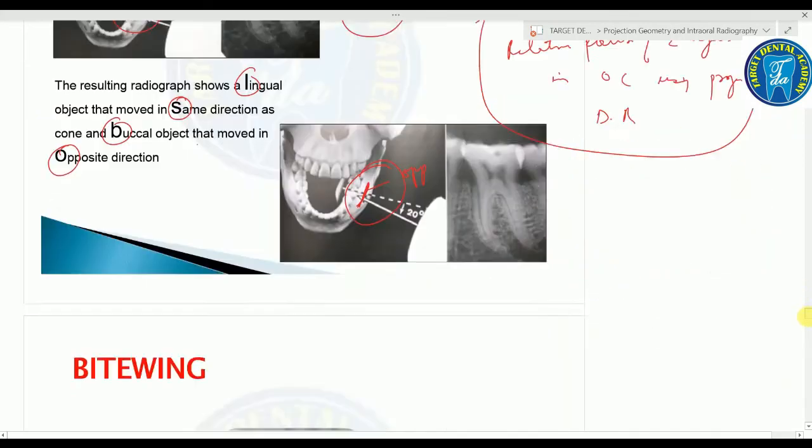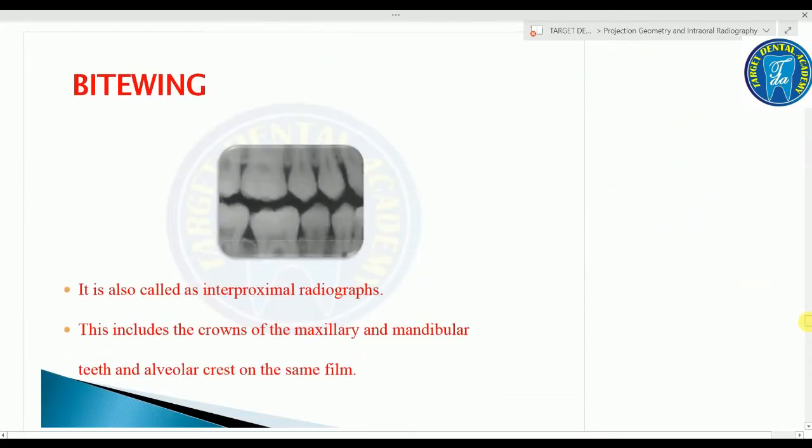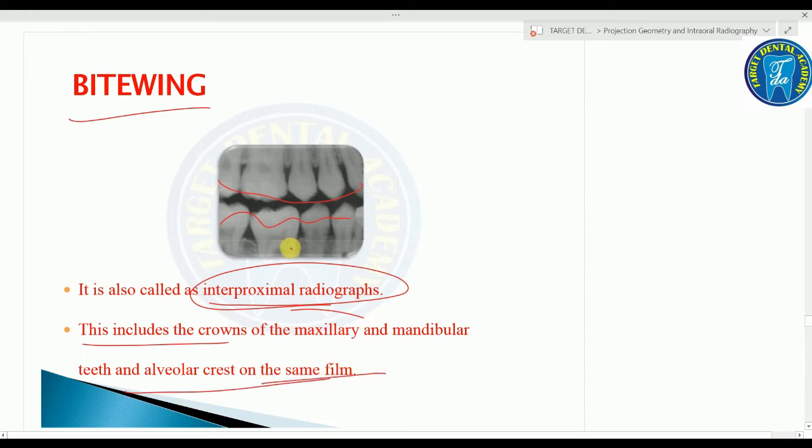Fine. So after the periapical radiograph, coming on to the bite-wing. It is also called interproximal radiographs. This includes the crowns of the maxillary as well as the mandibular teeth and the alveolar crest on the same film.